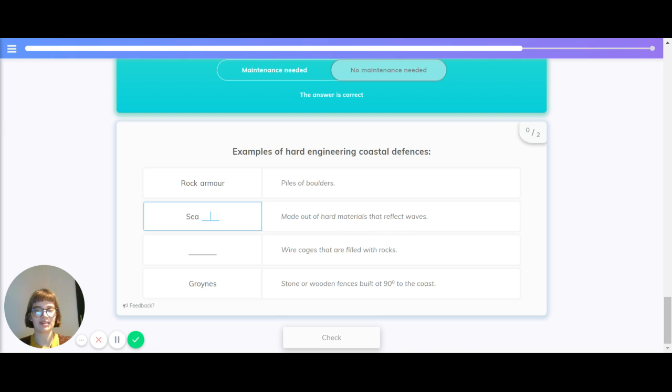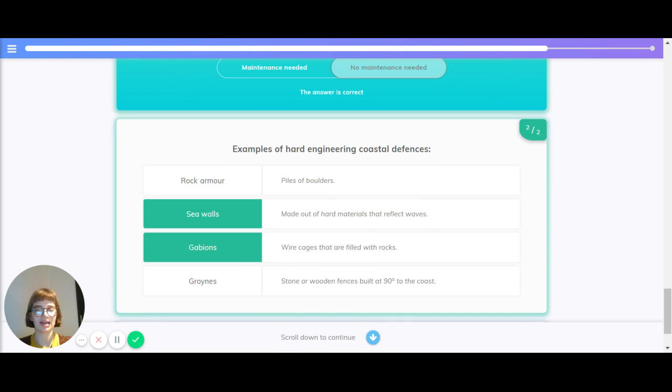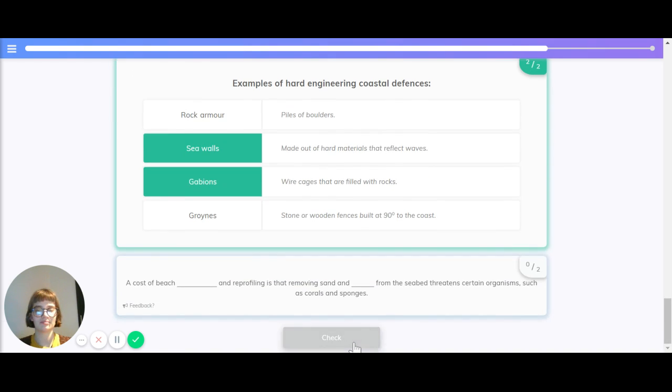Let's quickly look again at examples of hard engineering coastal defences. There's rock armour, which is piles of boulders, sea walls, which are made out of hard materials that reflect waves, gabions, which are wire cages filled with rocks, and groins, stone or wooden fences built at 90 degrees to the coastline.